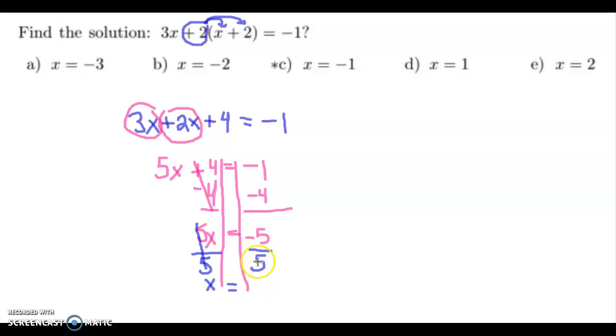And a negative divided by a positive is a negative. And 5 divided by 5 is 1. So that is why x is equal to -1.